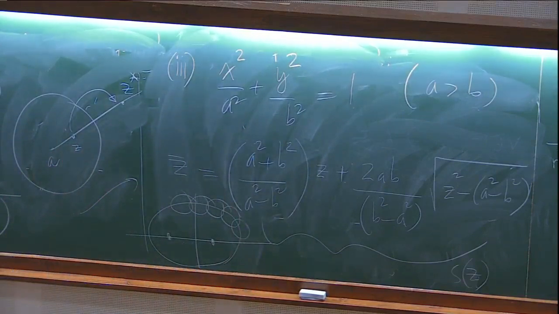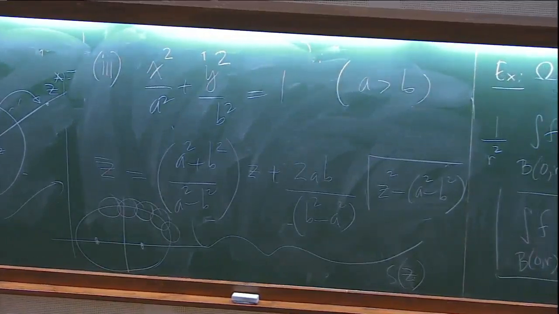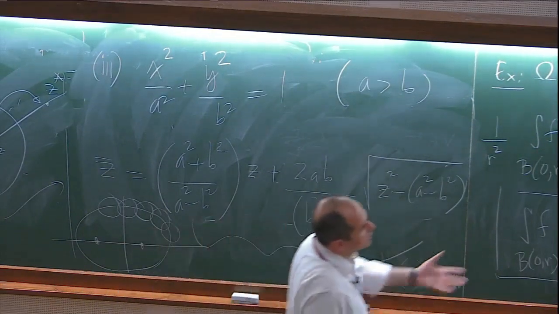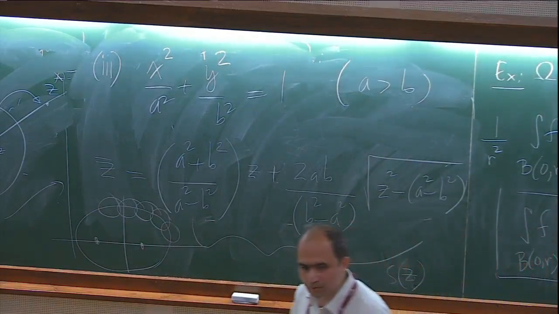So let me stop here. And just to give you a preview, we will be continuing this approach tomorrow, and then quadrature domains will arise as those domains for which the Schwarz function has a certain characteristic property. So I will stop here.